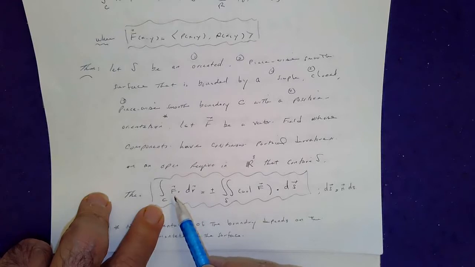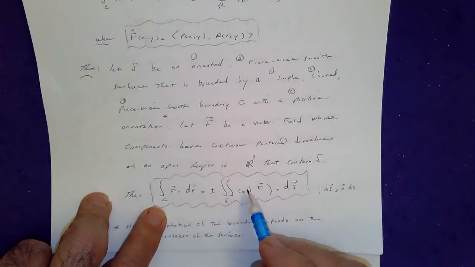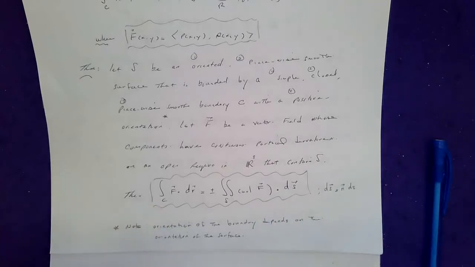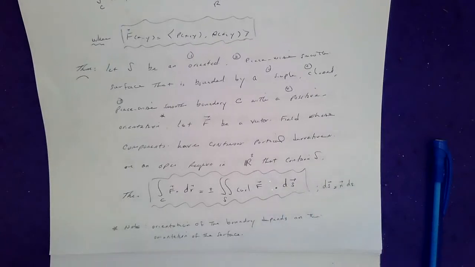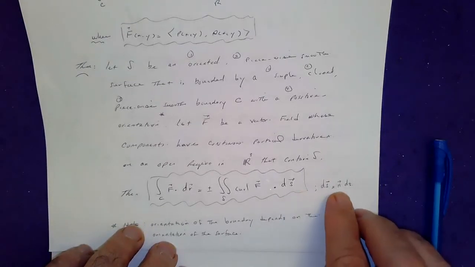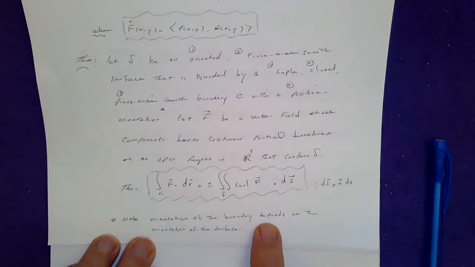over a vector field becomes the surface integral of the curl of F dotted with dS, where dS is the surface area element vector, which is n, the unit normal vector, times dS. Note the orientation of the boundary depends on the orientation of the surface.